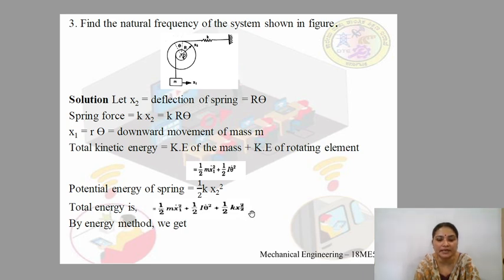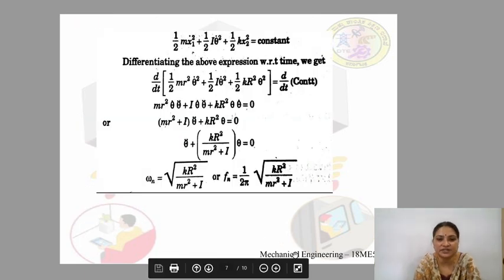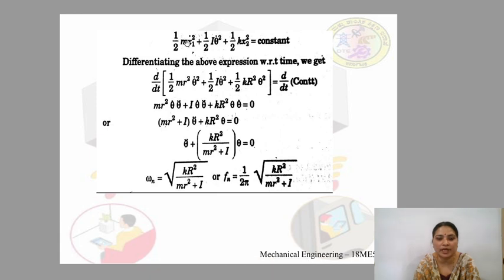Further, by the energy method, we get the derivation as 1/2 m x1 dot squared plus 1/2 I theta dot squared plus 1/2 k x2 squared is equal to a constant. We have to differentiate this equation with respect to t so that we get the term theta double dot, and we can further compare it with the standard simple harmonic motion equation.